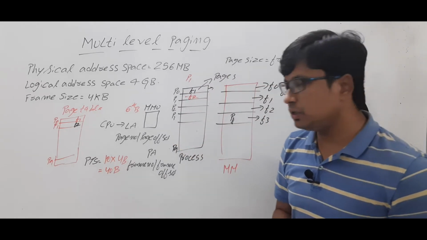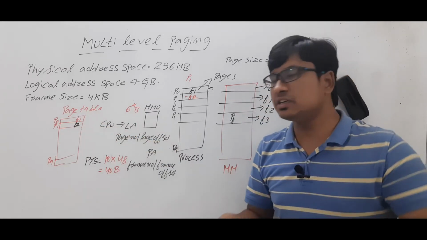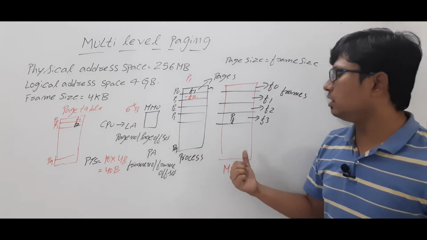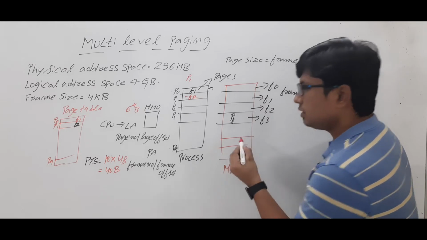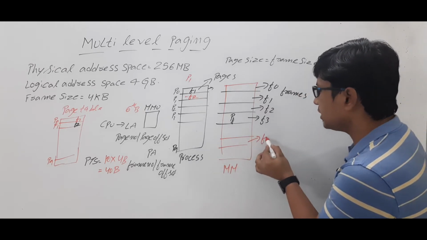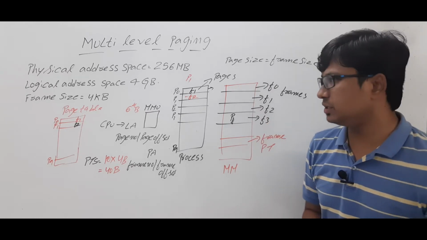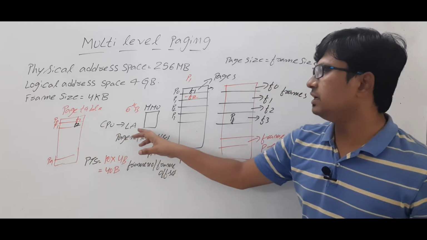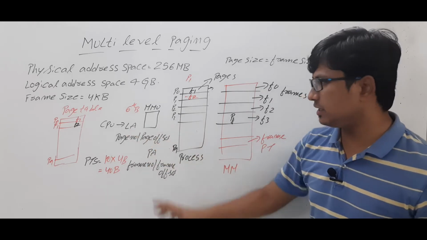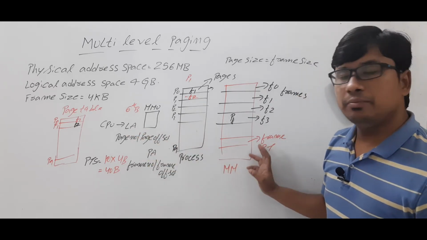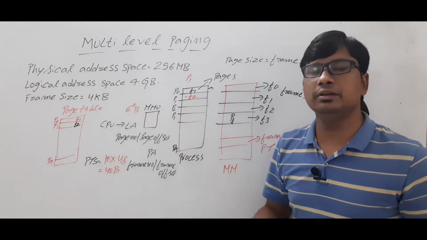Usually we need to store this information somewhere. Where will it be stored? It should be stored in the main memory. Am I right? So the page table should also be stored in one of the frames. In one frame, we will keep the entire page table, so that whenever the memory management unit wants to convert the logical address to a physical address, first it will go to the page table.